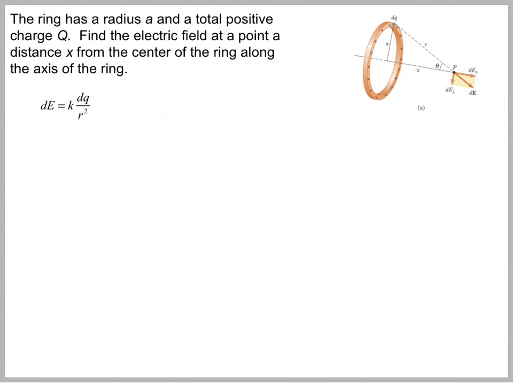So we start again with the idea that the magnitude dE is equal to k dq over r squared. That dE is due to this little bit of charge up here. We're looking at a piece of the ring, the dq. And the magnitude of dE is given by our equation, but it's got a certain direction. It's pointing kind of down and to the side.